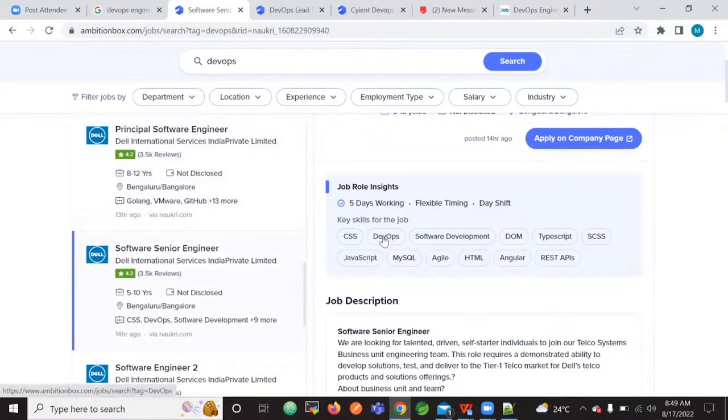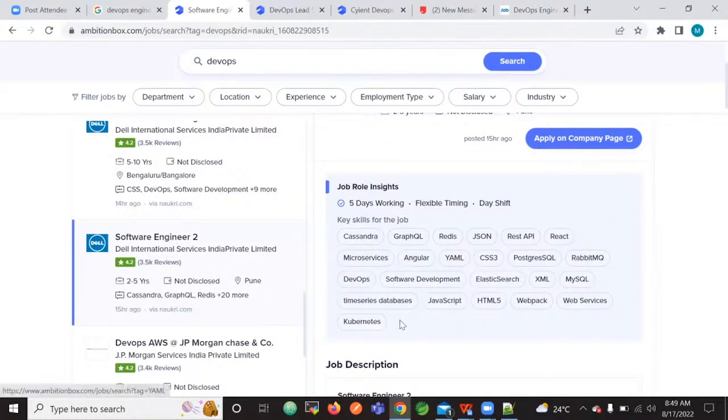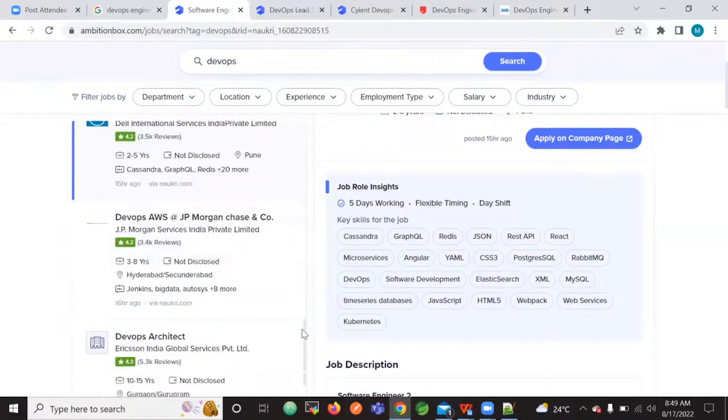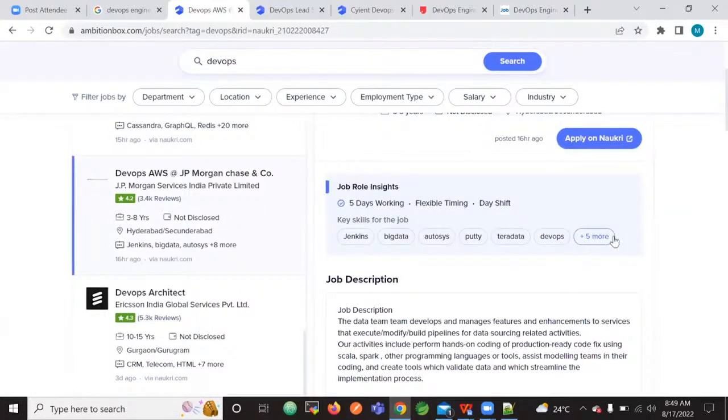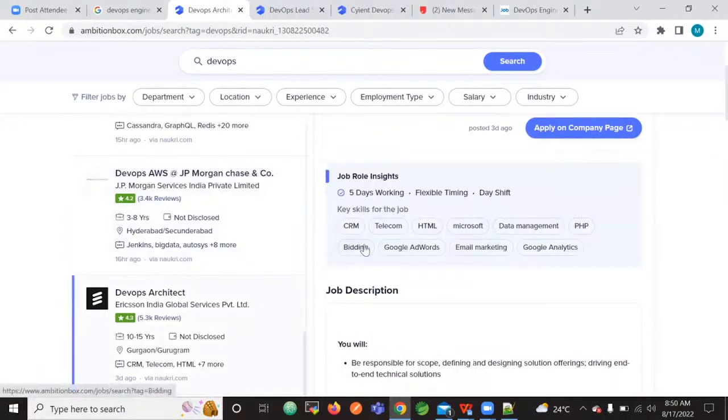Here, if you can see, DevOps they are expecting, and then related to some other technology. Of course, DevOps, Kubernetes is there, and then DevOps at JP Morgan, what they are expecting: DevOps, AWS, Putty, of course Jenkins, Bitbucket. So this is what they are expecting. If you can see DevOps, Jenkins, AWS is there. Now DevOps architect. So for this role, they have not clearly mentioned what they are looking for.